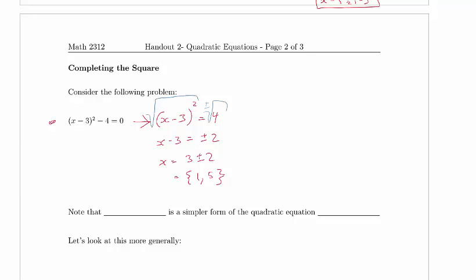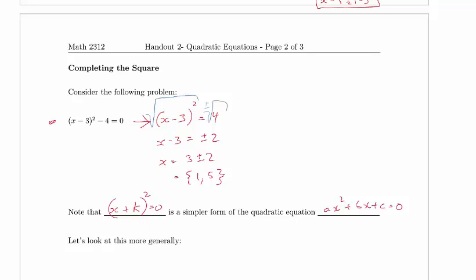So let's write this as: we've got the expression x plus k, quantity squared, which is a simpler form of the quadratic equation, ax squared plus bx plus c. Oh, don't forget, equals 0. We can say that these two terms are equivalent because, of course, you can divide everything in this equation by a, and then you will get this right here.